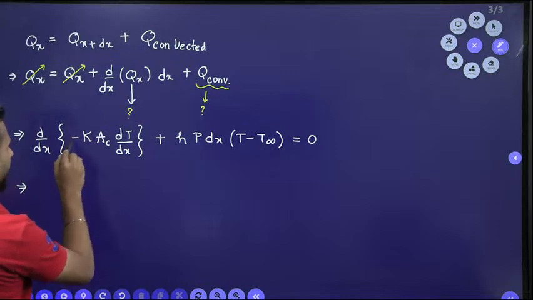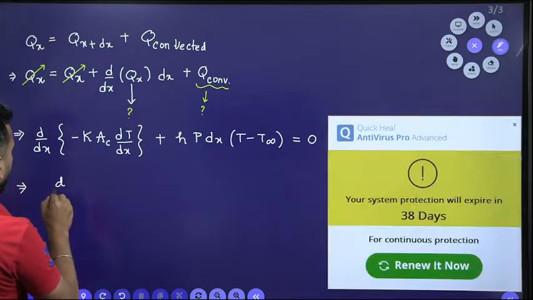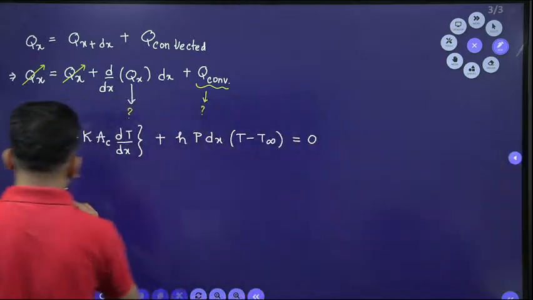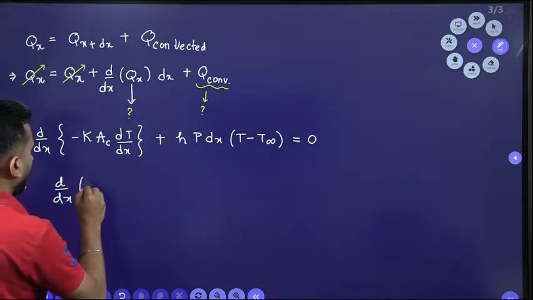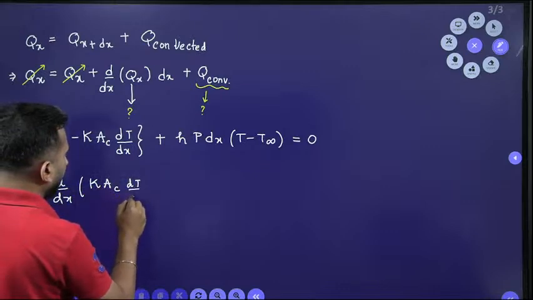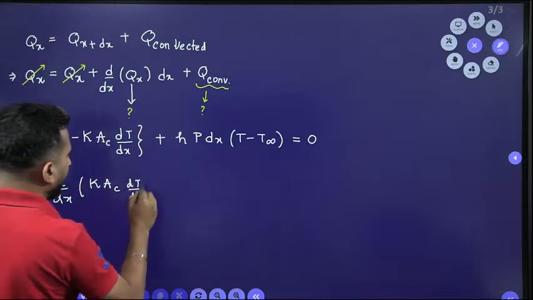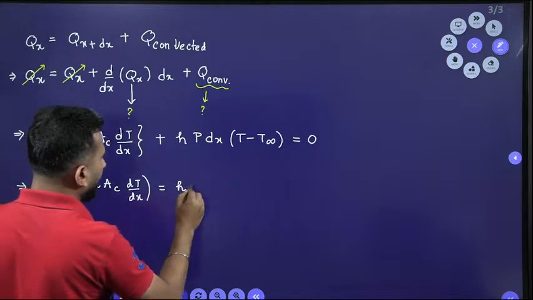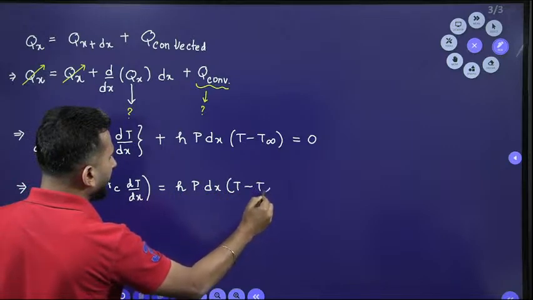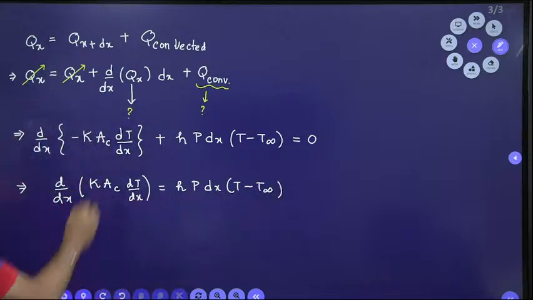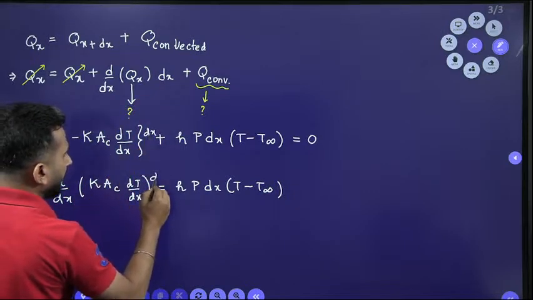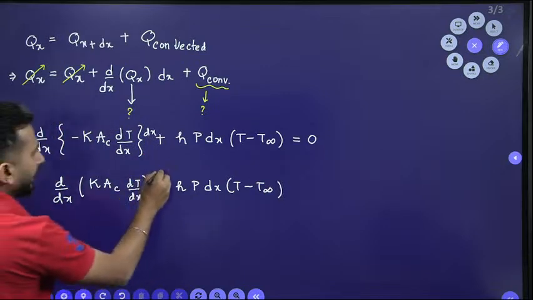Okay. So this I can take it to that side. So this is d by dx of k A C dT by dx. This is a minus sign, I am taking it to that side, and that is equal to h P dx (T minus T infinity). Yes, I have missed this dx, don't worry, I am writing this dx over here. Now this dx and this dx get cancelled.